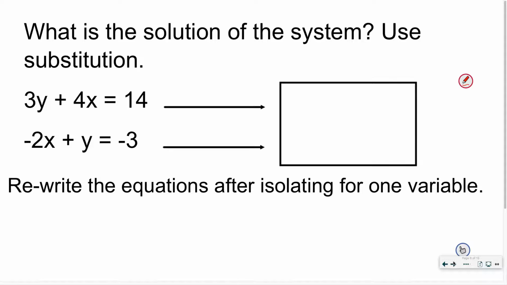So here I still have 3y plus 4x equals 14. What would happen if I rewrote that bottom equation to get y by itself? What would I have to do to get y alone? Add 2x, so that I get rid of this. What else do I need to do? I do the same thing to the other side. Does this just become -x?